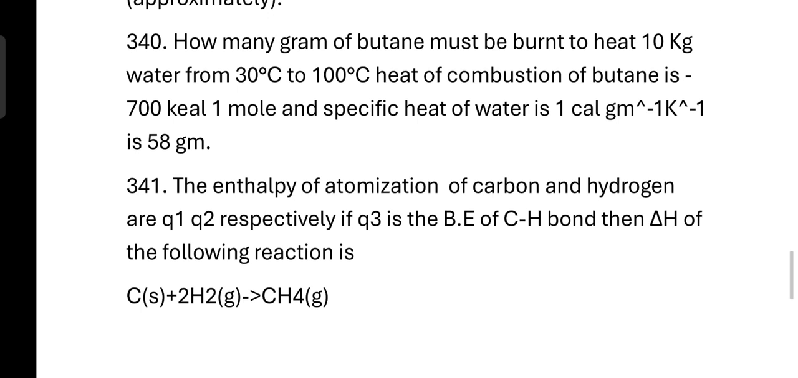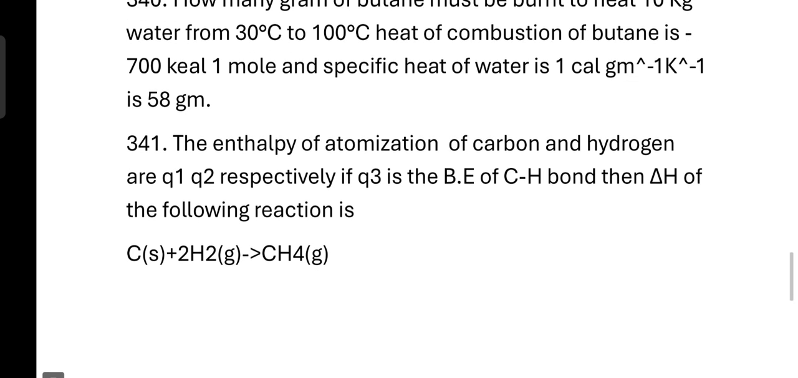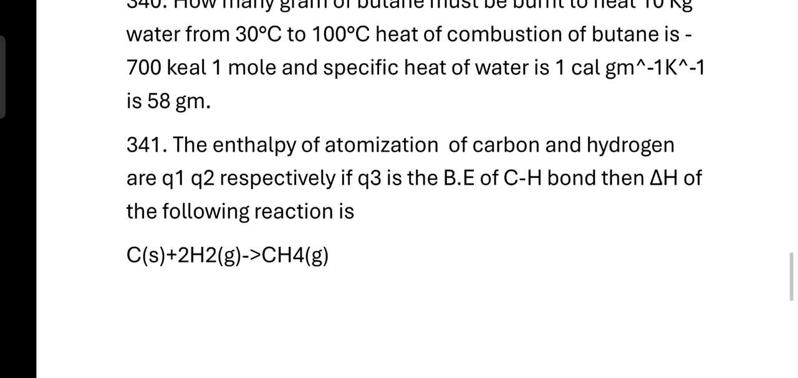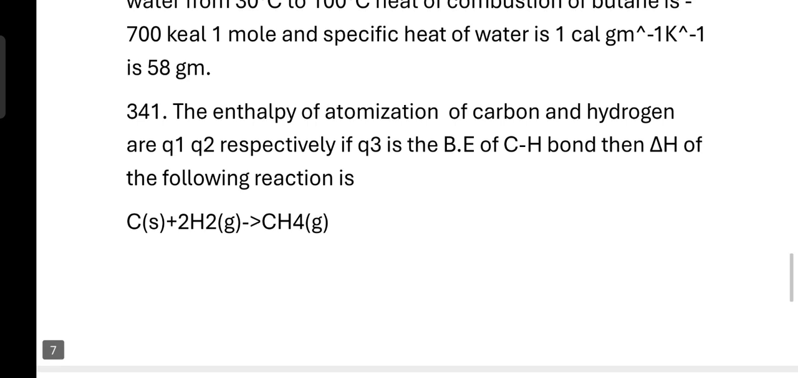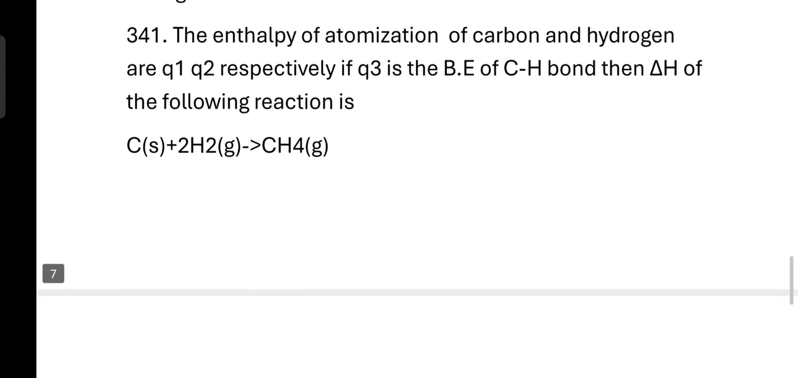How many grams of butane must be burnt to heat 10 grams of water from 30 degrees Celsius to 100 degrees Celsius? Heat of combustion of butane is minus 700 kJ per mole, and the specific heat of water is 1 calorie gm inverse K inverse. Answer: 58 grams.